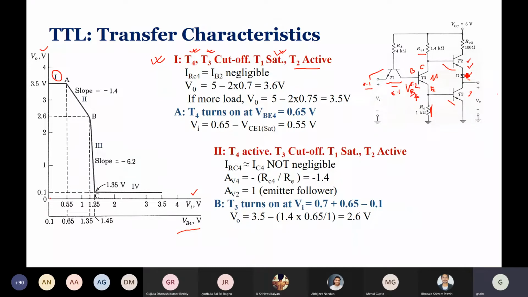Okay, and when it is in active region, then VCE adjusts itself depending on how much collector current, etc. is flowing. The rest of the drop will be over here.